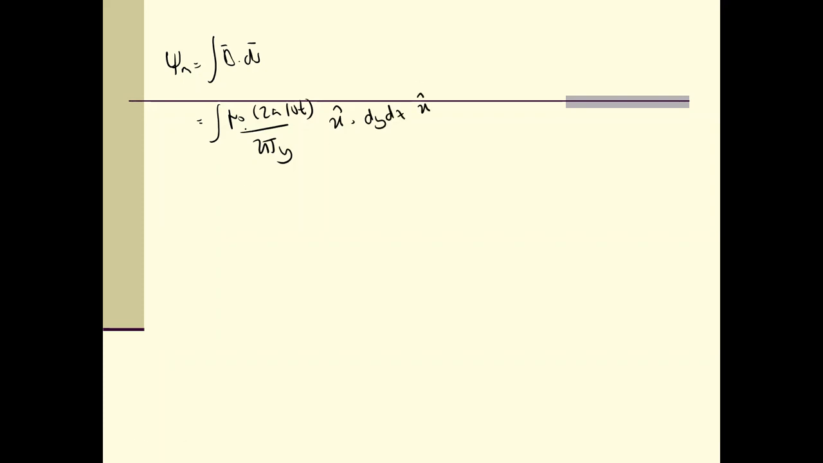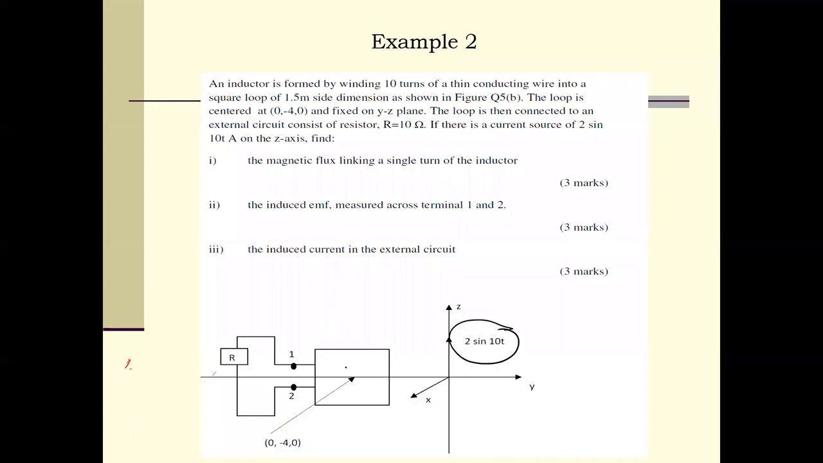So that should be your magnetic flux in the loop: mu naught multiplied by 2 sine of 10t divided by 2 pi, times 1 over y dy, then dz. So what are the ranges? Let's say this is 1.5, yeah, 1.5 meters. It's also 1.5 meters.